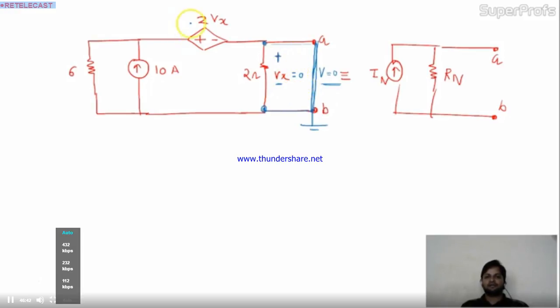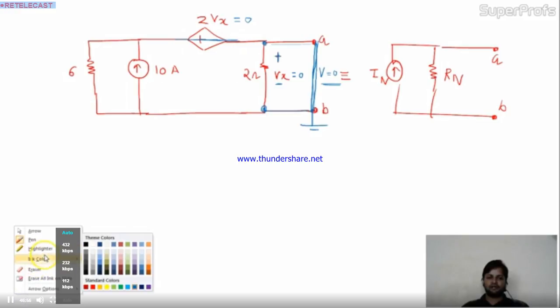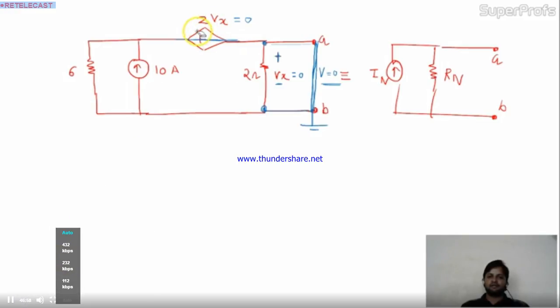Once Vx becomes 0, this automatically will become 0, though this is the voltage source. Voltage source becoming 0 means we have to short this, not open. If you want to turn off a voltage source, we have to short it, right? This is also 0. Why is this 0? Because Vx is 0. Why is Vx 0? Because to find out the value of current, we shorted terminals A and B, and because of that Vx becomes 0. So the dependent source which was dependent on Vx will also become 0.